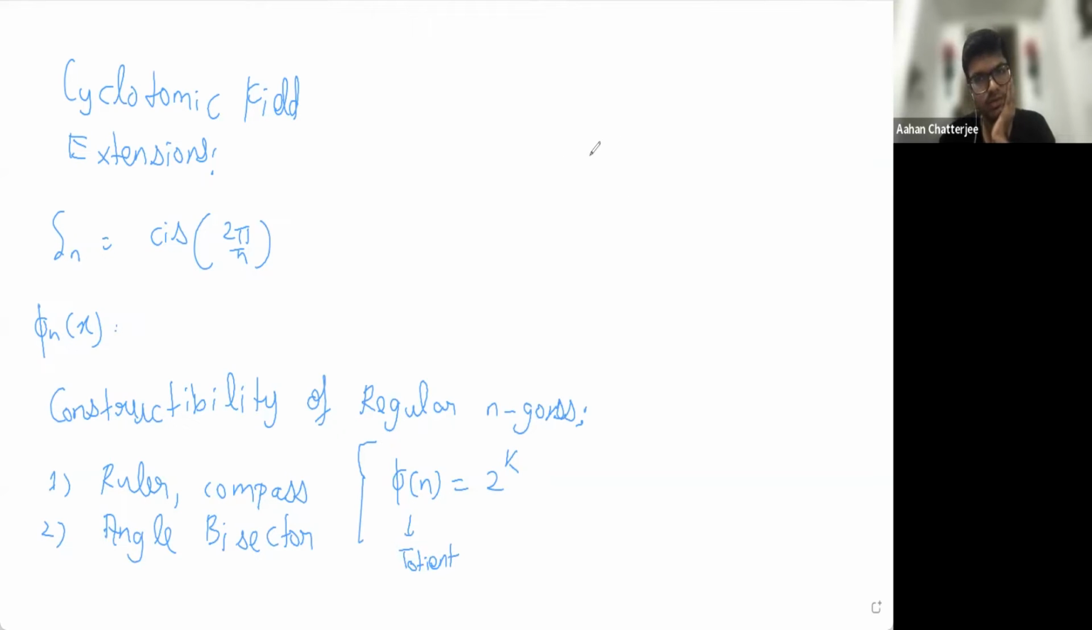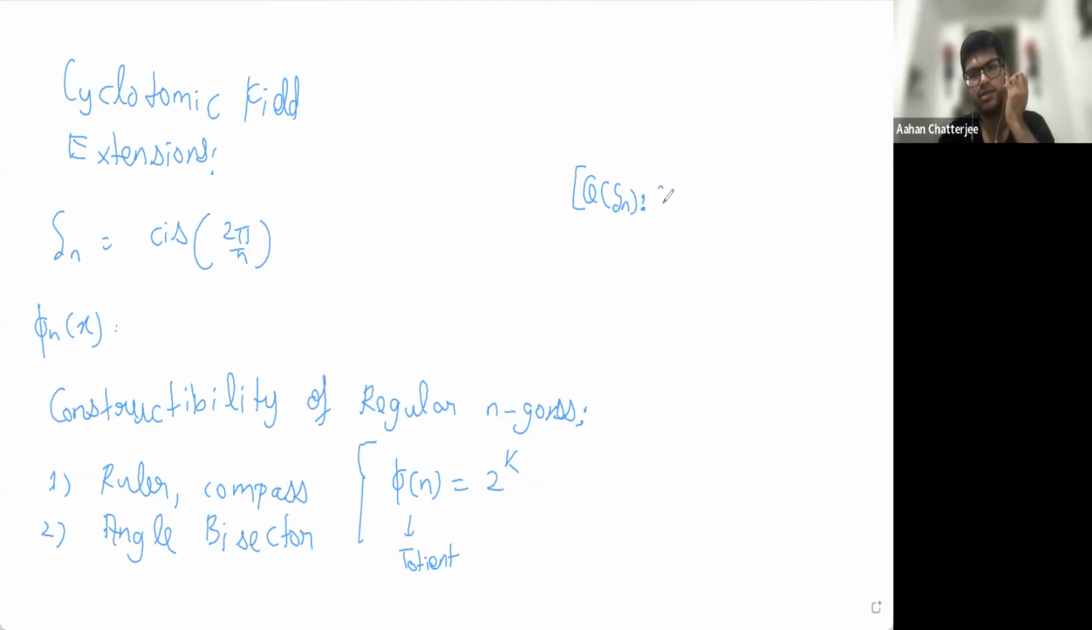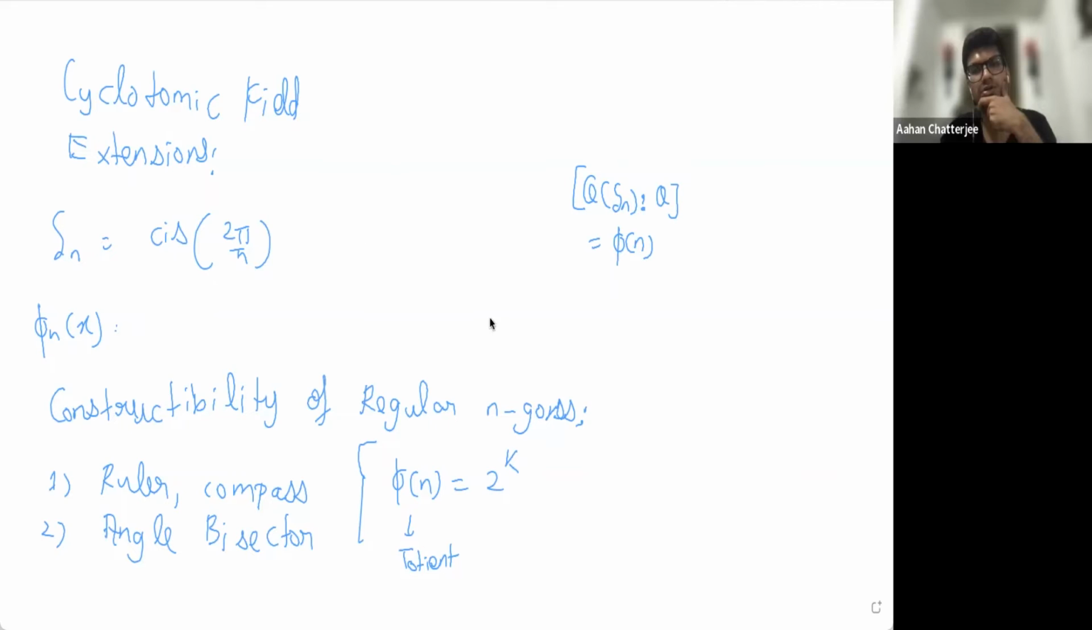Okay, so where does the phi n come from? So the motivation is basically that, remember that size of a group, maybe. Yeah, essentially. So we have that the degree of the minimal polynomial of zeta is phi n. And so essentially what we want to say is that this degree being a power of 2 is a necessary and sufficient condition.